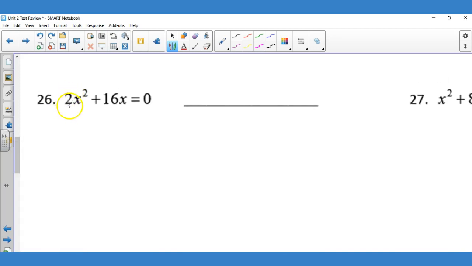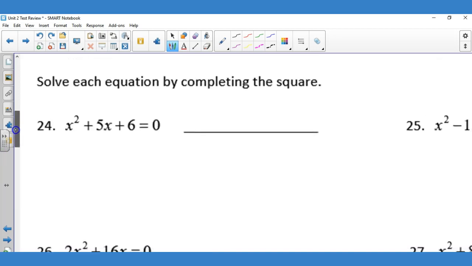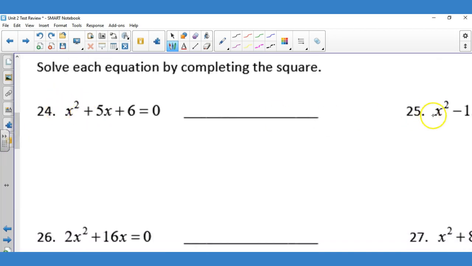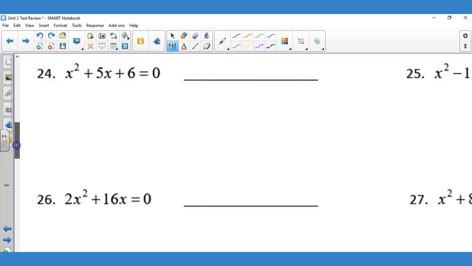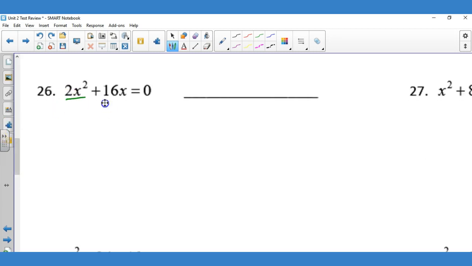This leading coefficient is 2. It's not 1 like this one. See, that's 1. Even up here, that's 1. This one's 2. So this one, we're going to divide out our leading coefficient. Divide everything by the leading coefficient, which is 2. So when you do that, you're left with x squared. That cancels. Right here, 16 divided by 2 is 8x. And then 0 divided by 2 is, of course, 0.